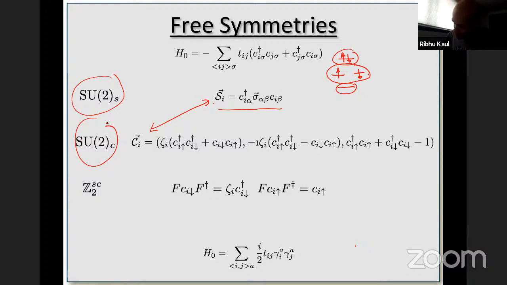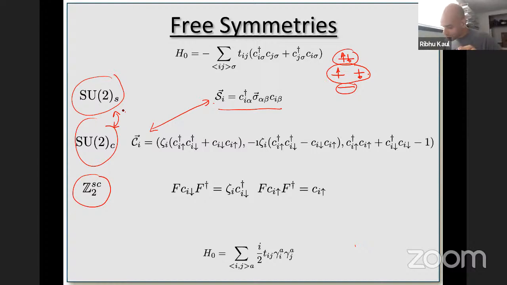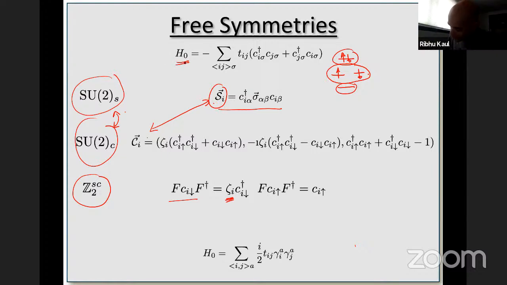Okay, so there's another important symmetry, which is a Z2 symmetry, the interchange of these two symmetries. If you want to implement it in the Hamiltonian language, this zeta I is a sublattice sign. I'm imagining a bipartite lattice like the honeycomb lattice, and zeta I is plus and minus 1 on the A and B sublattice. The Z2 transformation is such that if I apply this F operator on S, it becomes C, and if I apply it on C, it becomes S. It's a symmetry of the Hamiltonian, because it's basically a particle hole transformation on one spin layer.